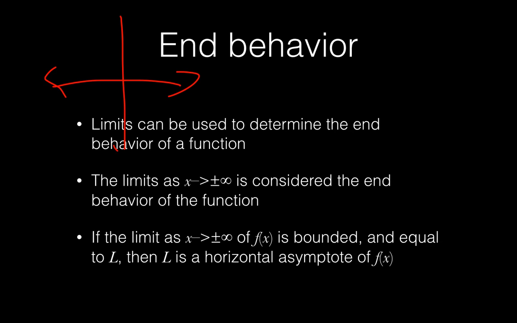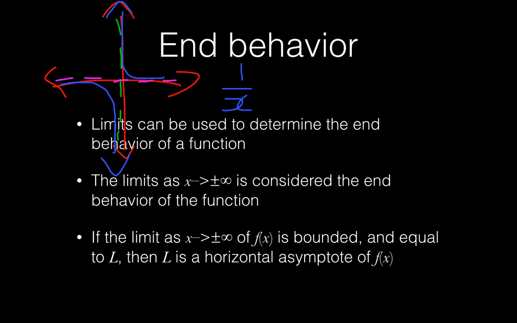So let's say we have the function 1 over x. Well, as we've seen before, there is a vertical asymptote at x equals 0, because the graph gets closer and closer to that line, but never touches it. But what if we want to find a horizontal asymptote? It looks like there might also be one along here, as the graph seems to be getting closer and closer to this line, but never touching. And that's what we call end behavior.